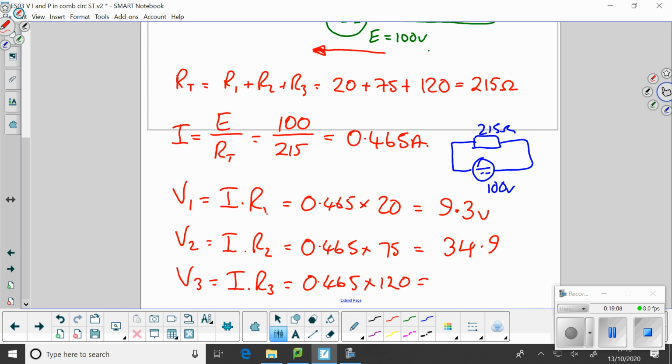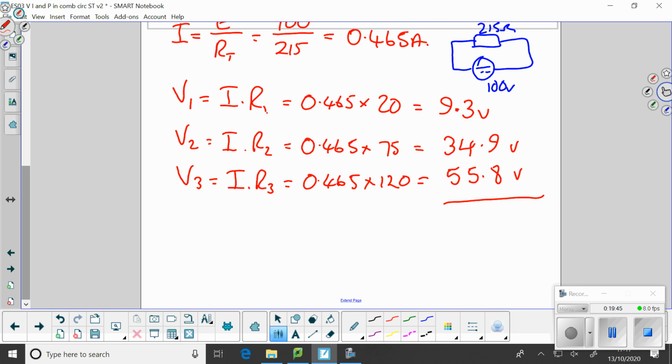34.9 then we'll have, same number of decimal places. And the last one, 55.8. Right. What do those three add up to? More or less 100? In fact, that is exactly 100 the way we round them. So if we add all those three up, it equals the supply voltage. And there's a law that we're going to study in more detail next week, Kirchhoff's voltage law.